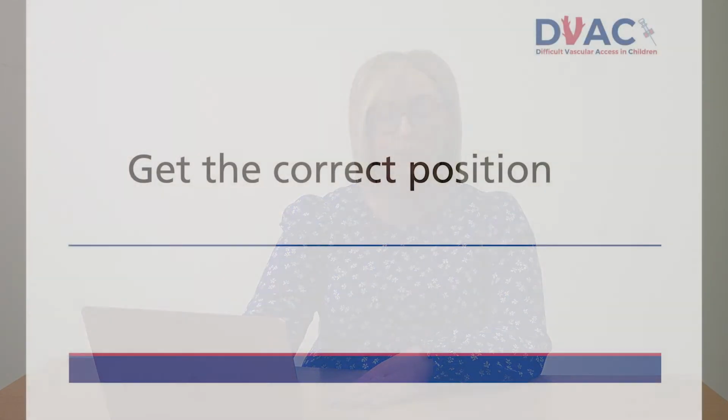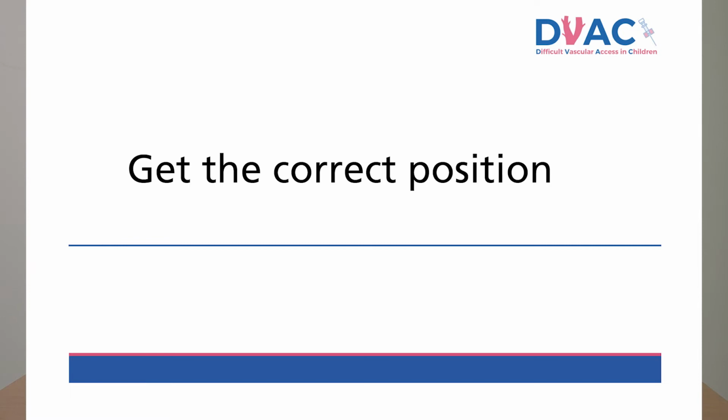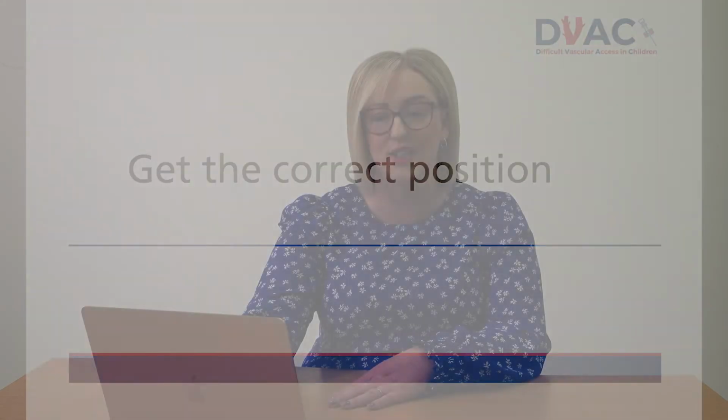Get the correct position. So when you've chosen your site and are ready to proceed with cannulation, you need to consider the position of your patient. A good hold in an optimal position is the key to success. It will ensure stability of the cannula insertion site. This procedure can be difficult enough without trying to hit a moving target. A good position will also allow the child to be distracted by looking elsewhere without seeing the procedure.